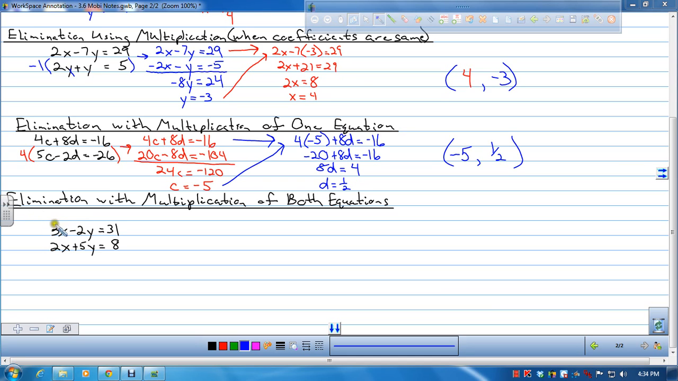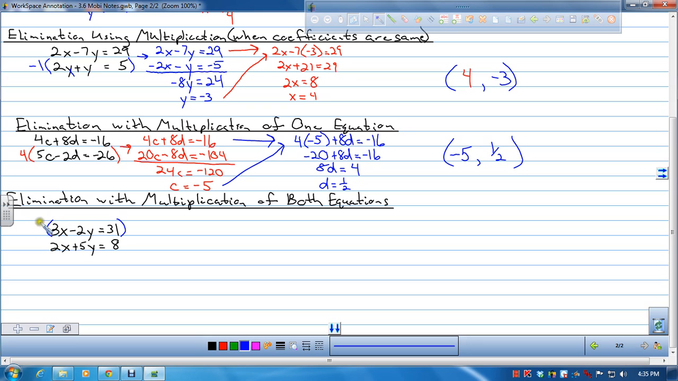I noticed right away that 3 and 2 both go into 6. So I need to turn this into a 6 and a negative 6 somehow. Well, if they are both positive, that means I'm going to multiply one of them by a positive number. The other one I would multiply by a negative. So here's what I'll do here.